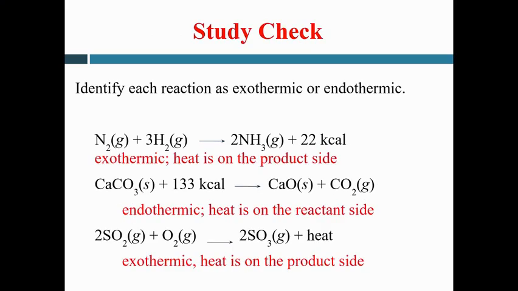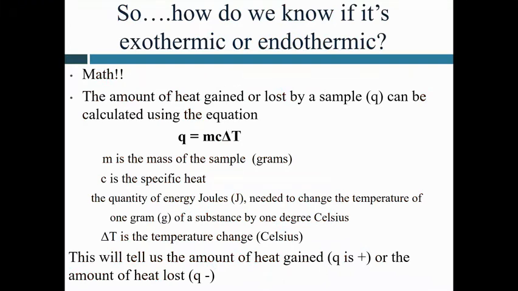Let's check your answers. Did you get these right? The first is exothermic because heat is on the product side. The second is endothermic because heat is on the reactant side. And then the last one, heat is on the product side. So again, it's exothermic. Now, what is another way to determine if it's exothermic or endothermic and it's not written in the equation? We can do some math.